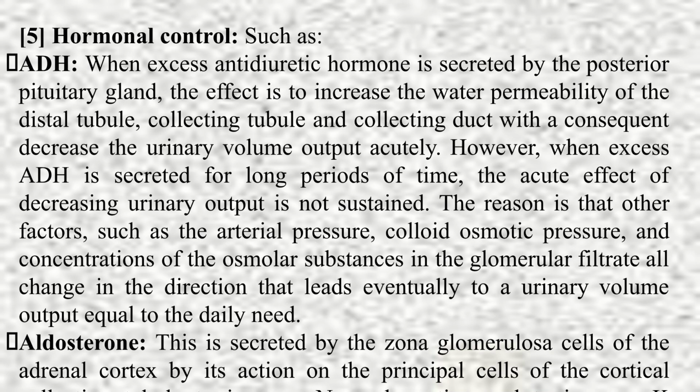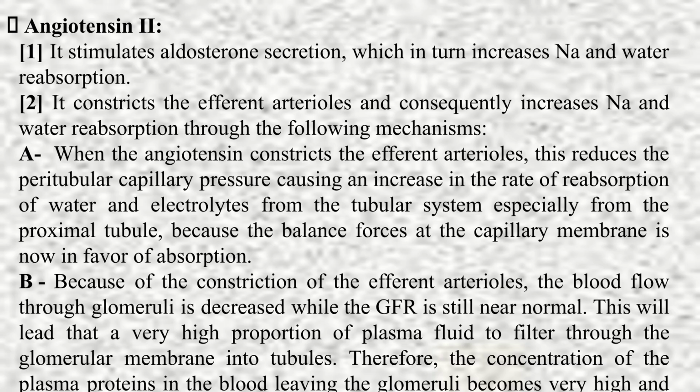An increase in plasma colloid osmotic pressure decreases fluid excretion due to both a decrease in GFR and an increase in tubular reabsorption. Sympathetic stimulation constricts afferent arterioles via beta-1 receptors, decreasing glomerular pressure and GFR. It also reduces peritubular capillary pressure, increasing tubular reabsorption, and stimulates renin release.